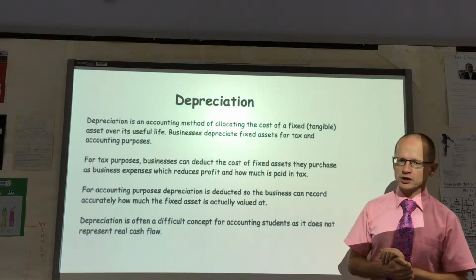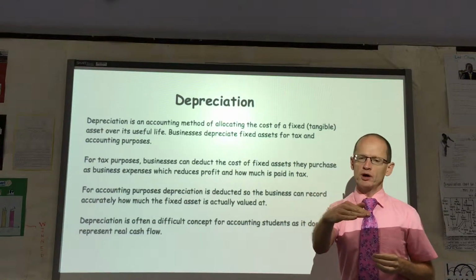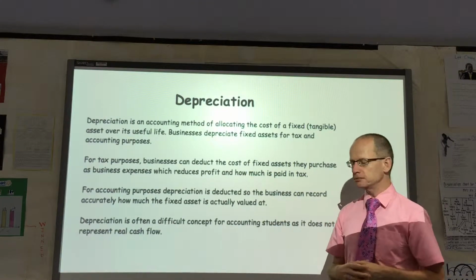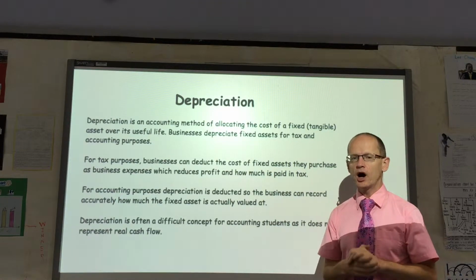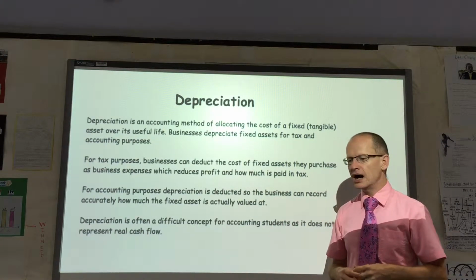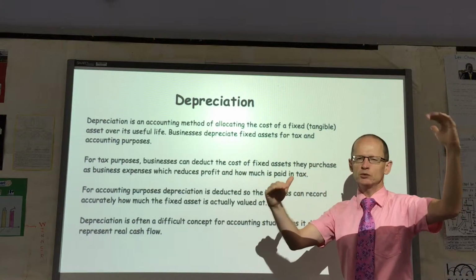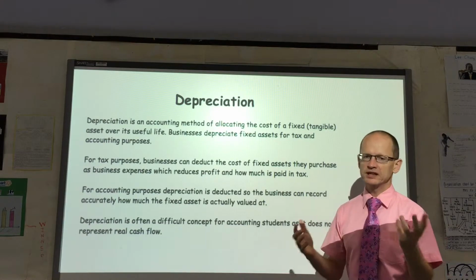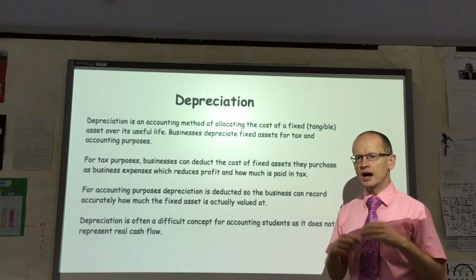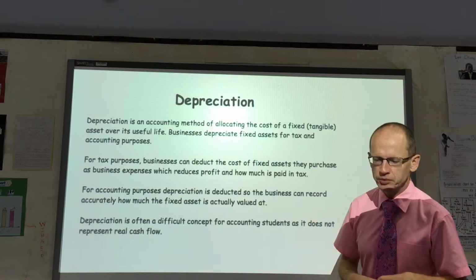In the profit and loss account, we show depreciation for each particular year, and that reduces the amount of profit the business makes and then the amount of tax they pay. In the balance sheet, we need to accurately show how much the fixed asset is actually worth at the end of each accounting period. So we'll have the purchase price minus the cumulative depreciation equals the net value of the fixed asset.